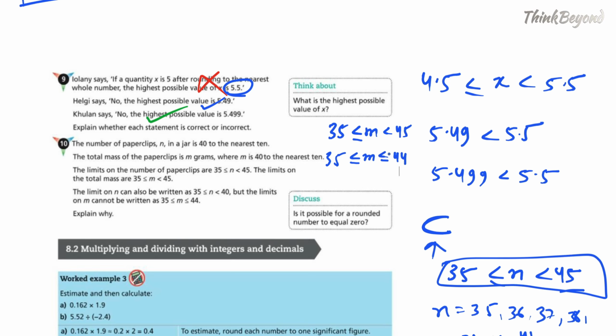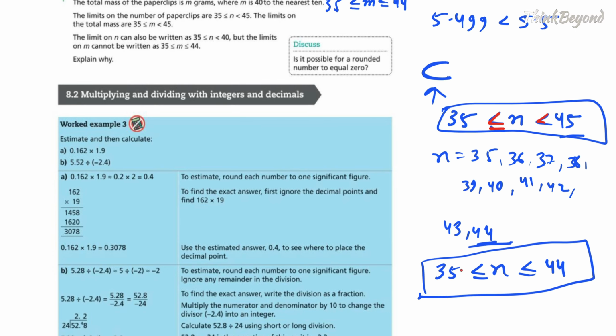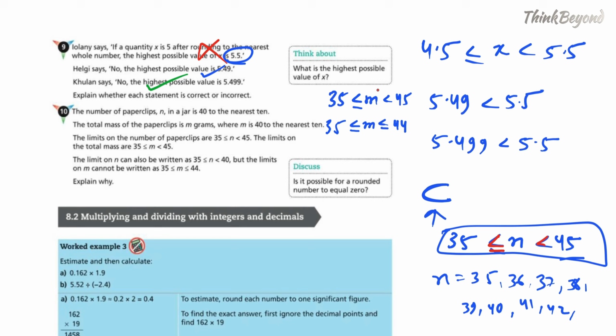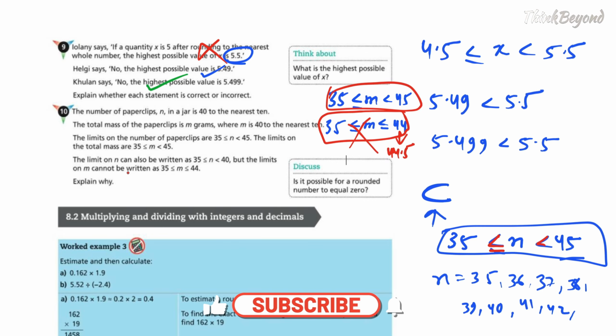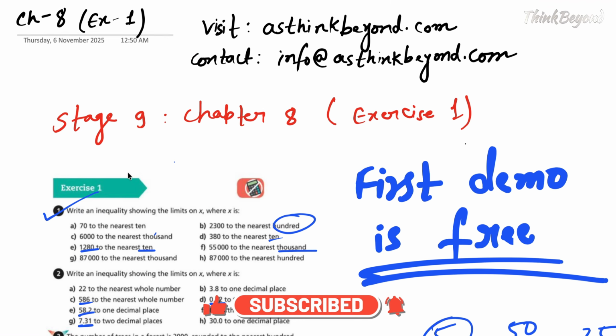So you can write 35 less than or equal to n less than or equal to 44. This way is correct. But you can't write 35 less than or equal to m less than or equal to 44, because the values can go up to 44.5 also, right? So we can't write like this, because m is continuous and could be just below 45. Okay, so we are done with the exercise 1.